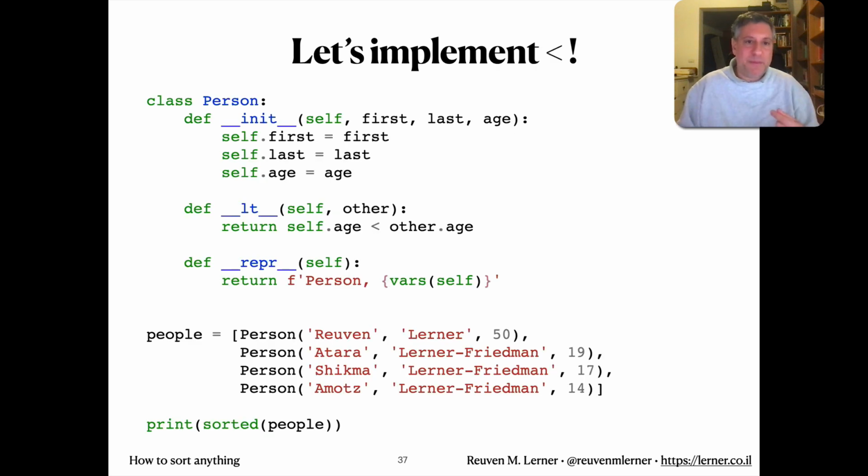But we can implement it ourselves if we add it to our class definition. Just about every operator in Python, I think even every operator in Python, is implemented at the end of the day as a method.